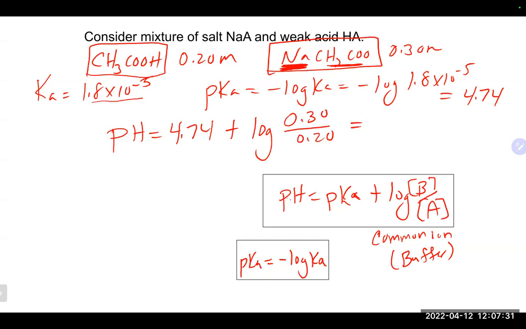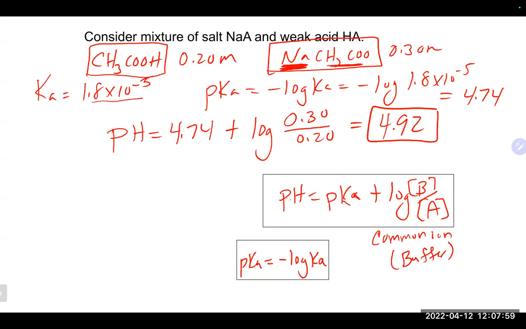And again, if we go 0.3 divided by 0.2 and then take the log of it, add it to 4.74, gives us a 4.92, which is exactly what we got by doing the ice table. So this is a nice convenient way, and probably a quicker way, maybe less room for error than doing an ice table.